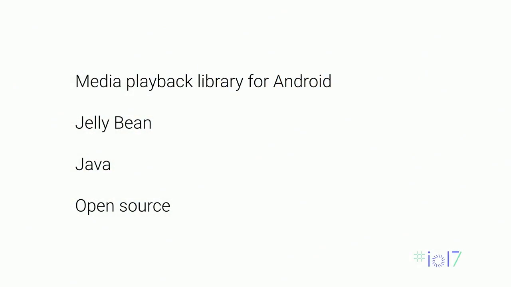OK, so let's get started. What is ExoPlayer? So for those of you who aren't familiar with ExoPlayer already, it's a media playback library for Android. It works on Jelly Bean and above, and it's written in Java, so as Android developers, it's already in the language that you're most familiar with. If you want to use ExoPlayer, you include it as a dependency, just as you would include any other Java library. And it's also open source, so if you're inspired to check out our source code after this talk, you can easily do that, and the last slide of this presentation will actually have a link to our GitHub repository.